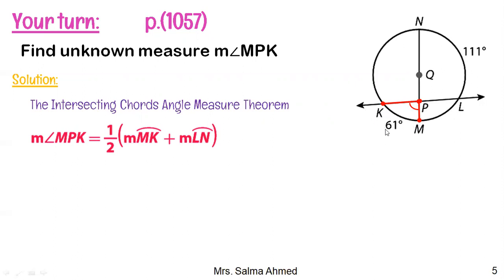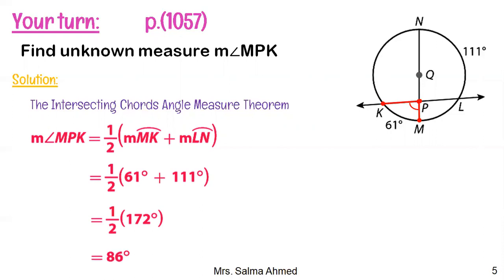I know MK, which is 61 degrees, and I know the measure of arc LN, which is 111. So I'm going to substitute: half times 61 plus 111. By adding the two numbers, it will be half times 172. By using your calculator, you will find that it's 86 degrees.